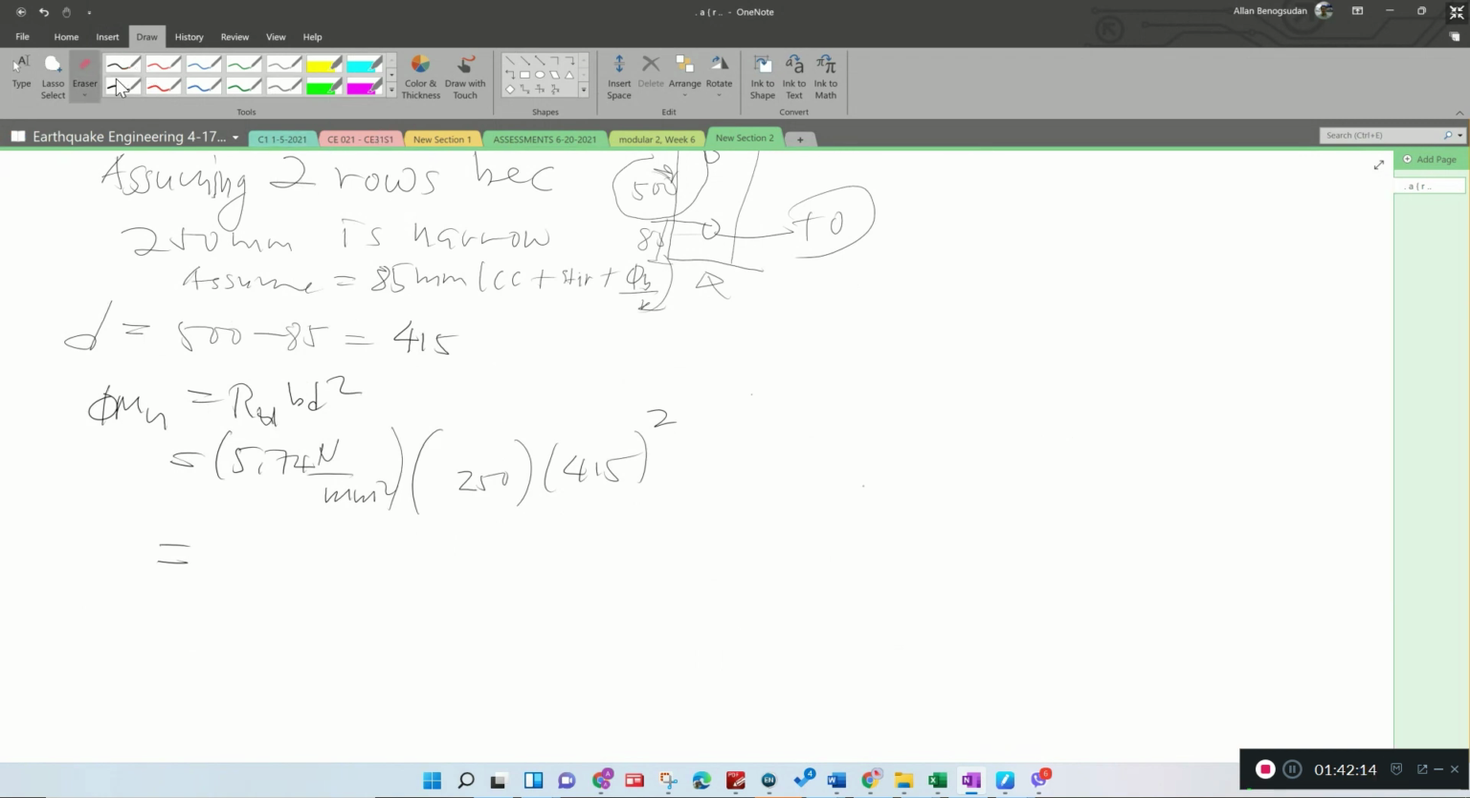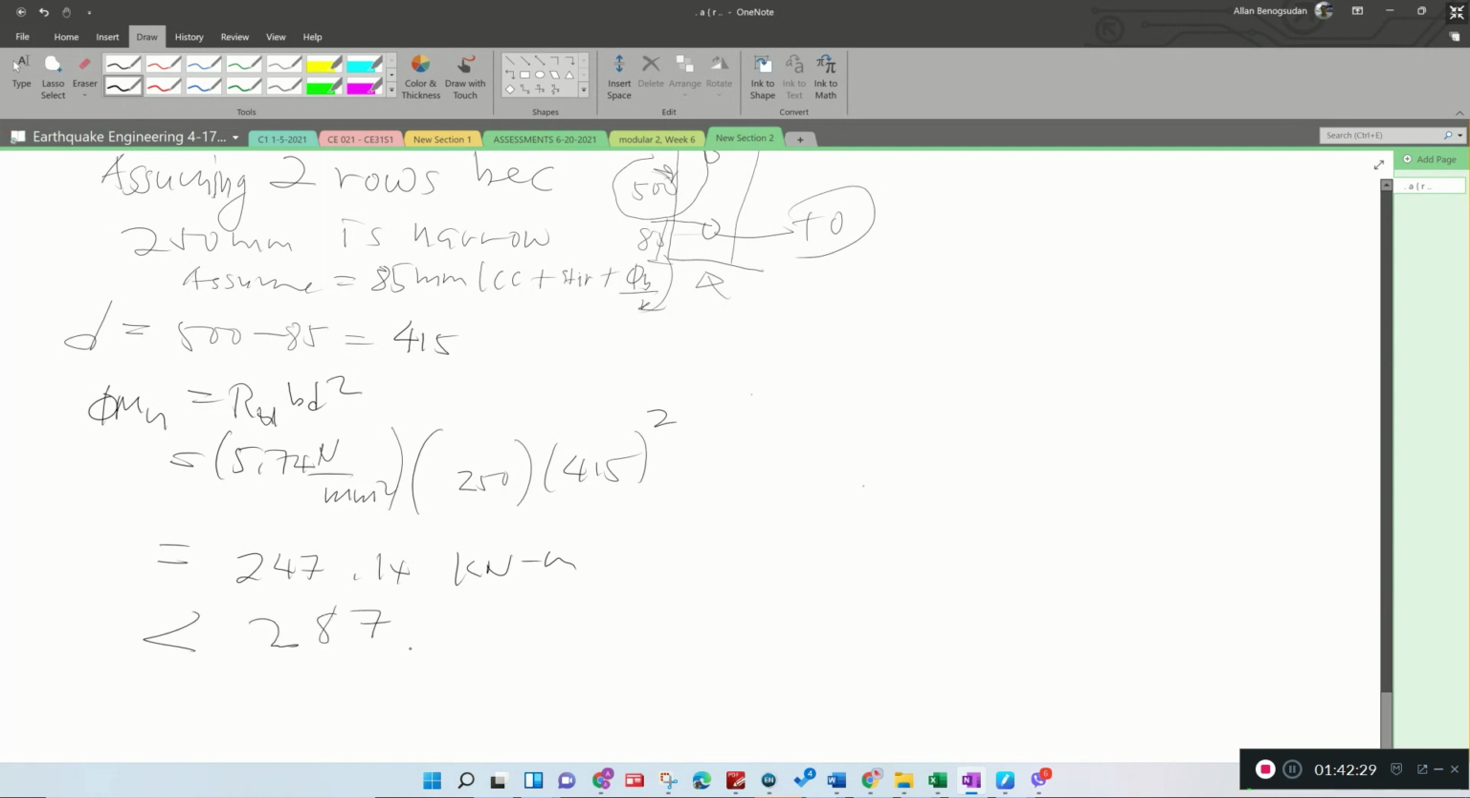247.14 kilonewton meters. So, it's really less than 287.20 kilonewton meters. So, therefore, compression reinforcement is needed to carry the difference. Okay, it's needed.